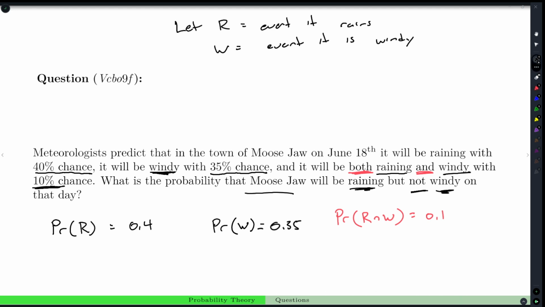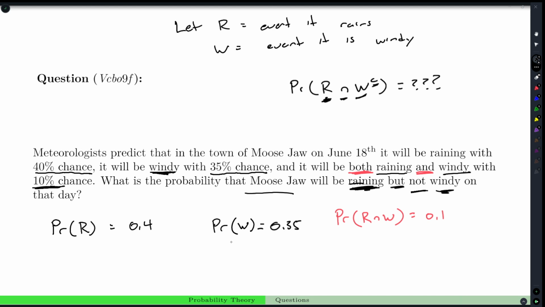Okay. And now what do we want? We want the probability that Moose Jaw will see rain, not wind. So rain, but not wind. So yes on rain. What about wind? No on wind. So rain, yes, and no for the wind. So what is that probability here? Well, we have enough information to figure it out.